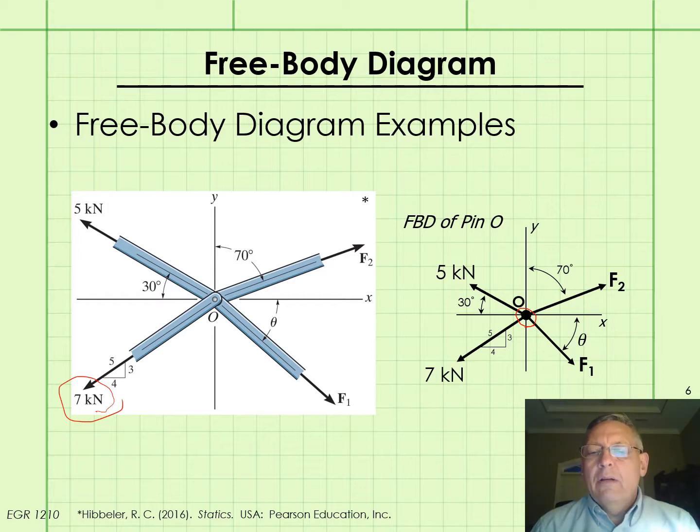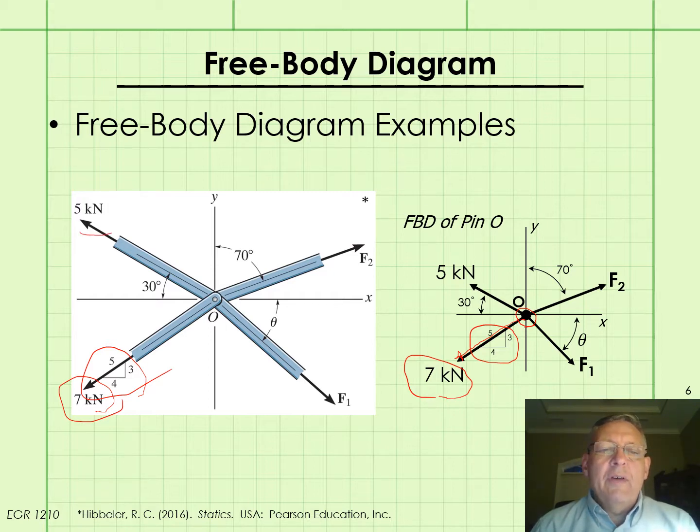So then for the 7 kilonewton force, we would draw in the force, mark it as 7 kilonewtons because we're given the magnitude, and show the direction, which is given by the slope triangle. So we've removed that strut that has 7 kilonewtons applied to it from pin O and replaced it by the force that it was contributing or applying to pin O.